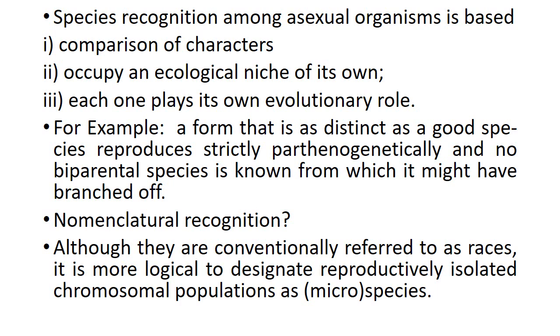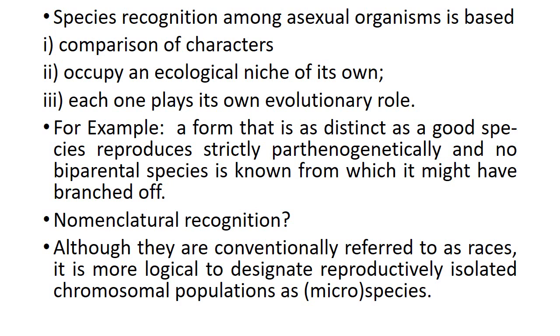We recognize species by comparison of the characters or the morphological discontinuities, their ecological niche, and the evolutionary roles they play in their ecological niche. For example, a form that is as distinct as a good species reproduces strictly parthenogenetically, and no biparental species is known from which it has branched off, and we give a nomenclatural recognition because it is justified in such cases.